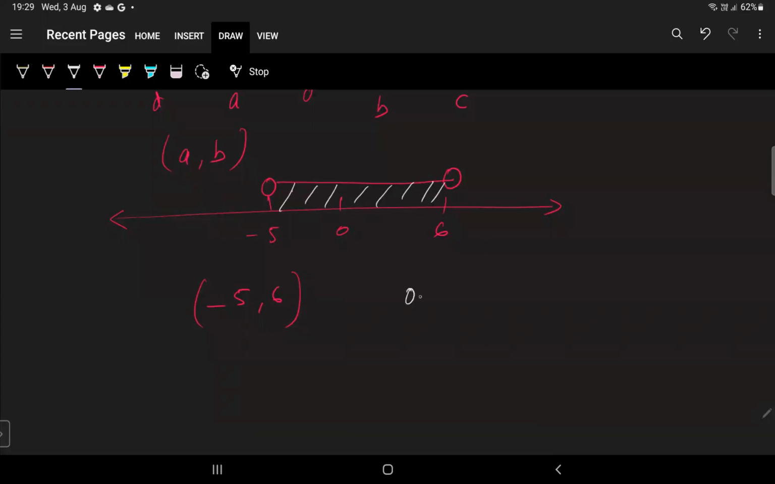It can be 0.000001. It can be any number. If you can write any number on the real axis, how many numbers are there between 0 and 5? It can be anything, right? 0.001, 0.5.